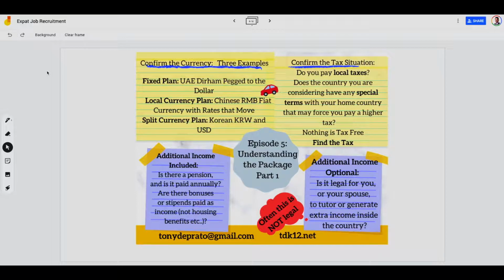So what you want to search for, and I'll put this in the show notes, you want to put tax treaties and then the two countries. So like tax treaties, America, Germany, and see what you find.